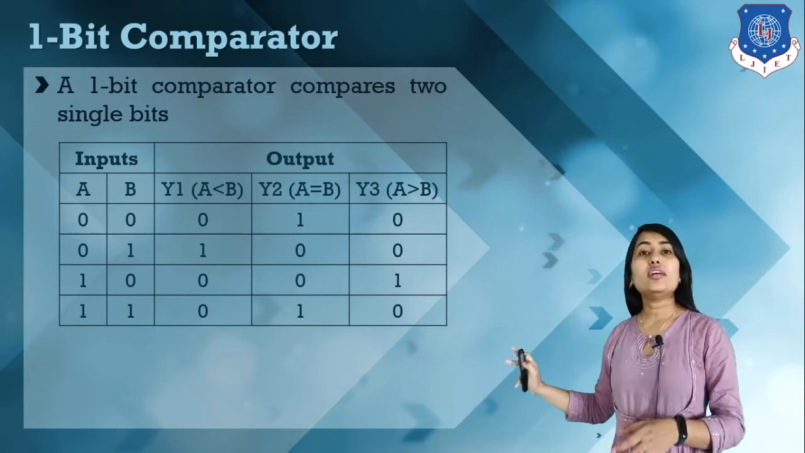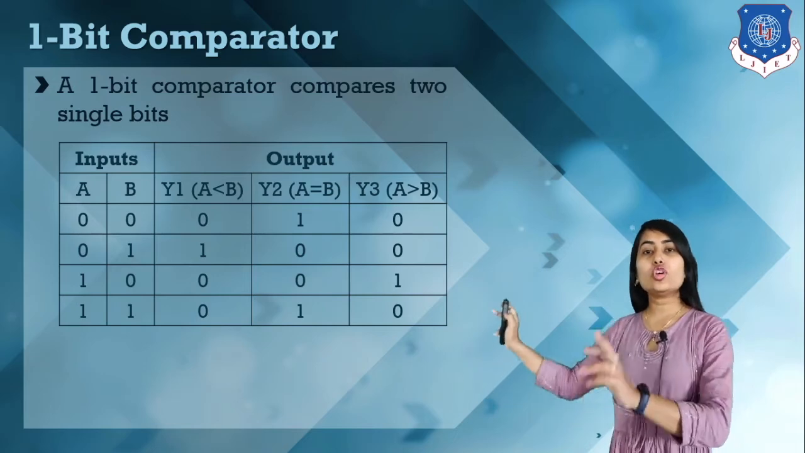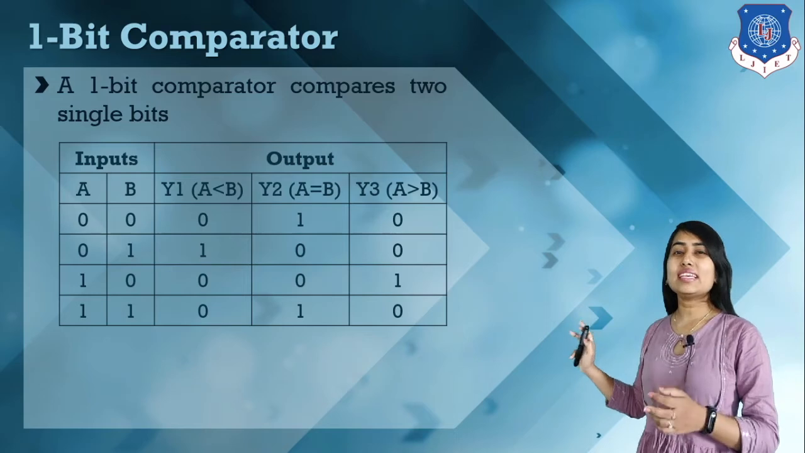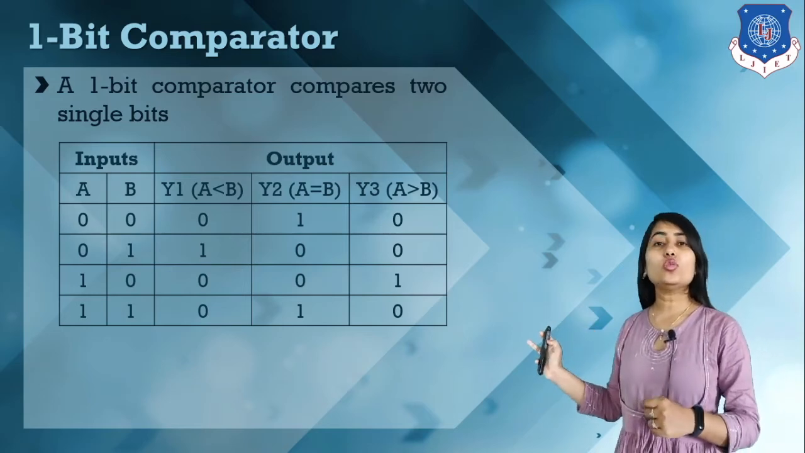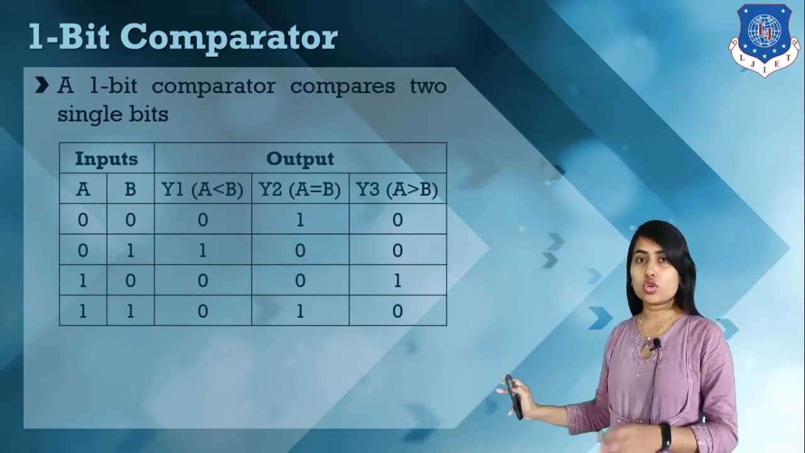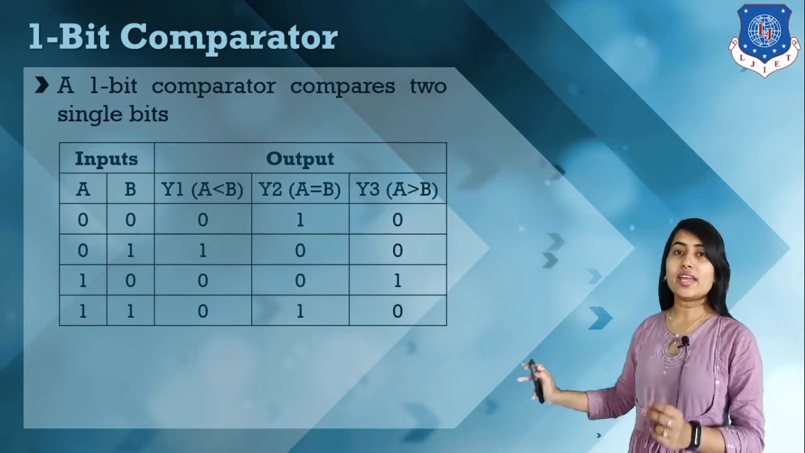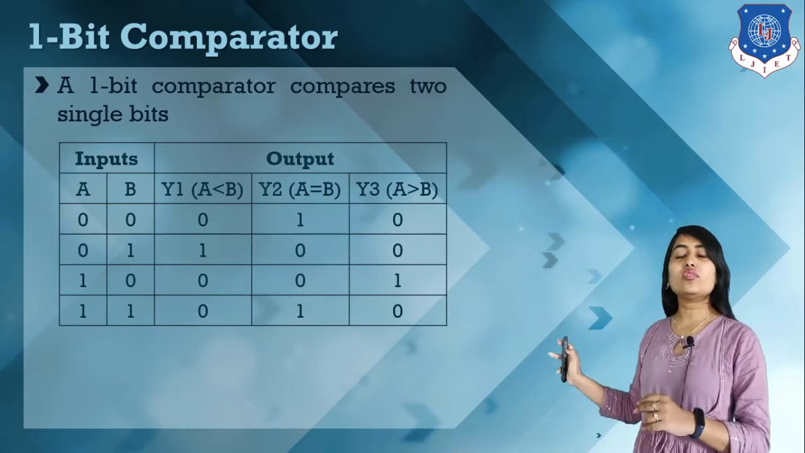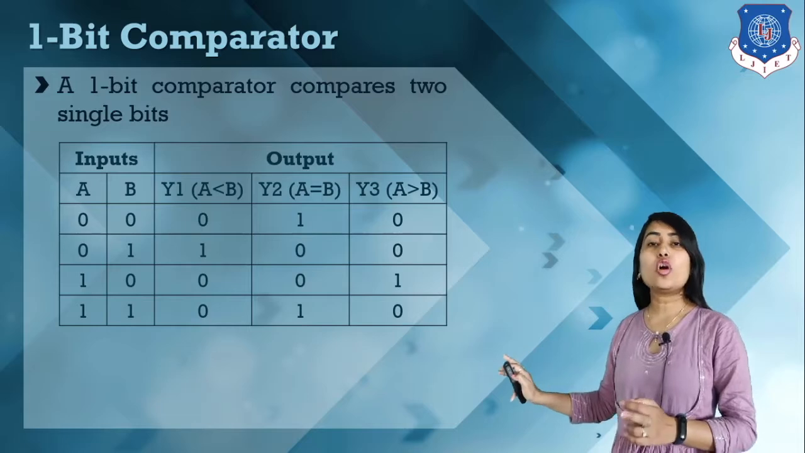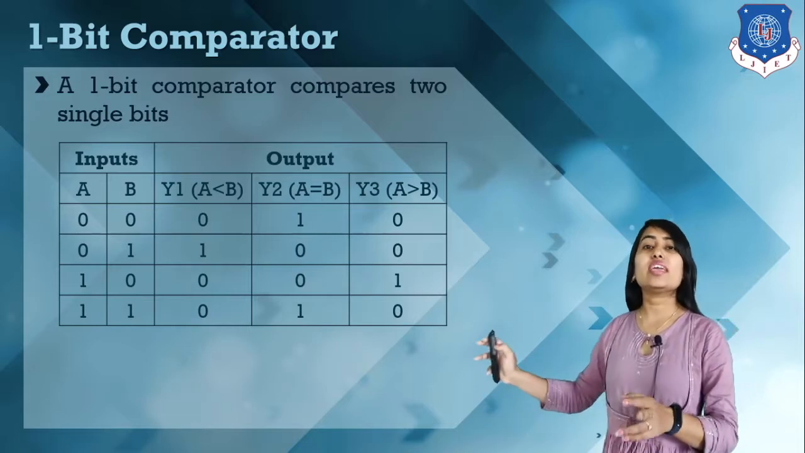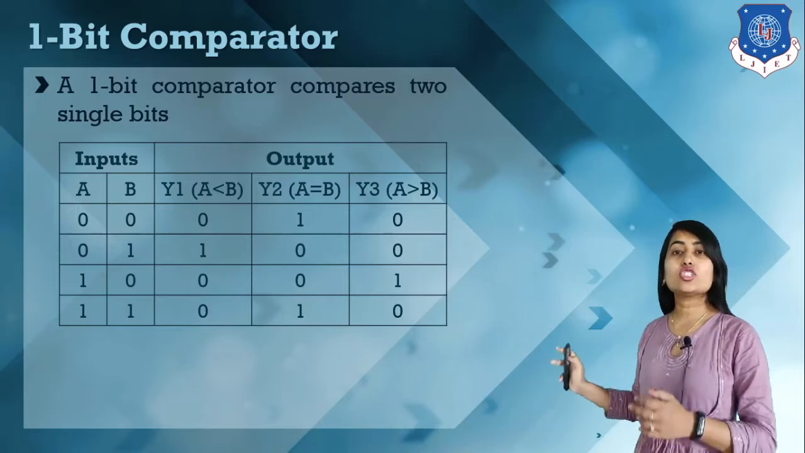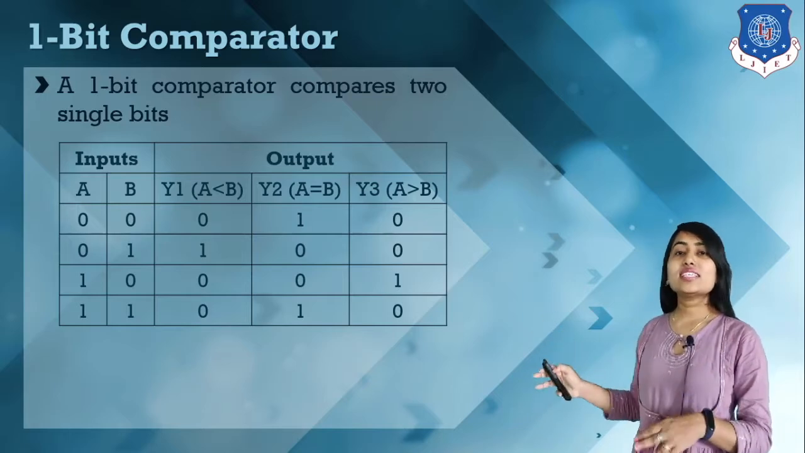Then we have A equal to 0 and B equal to 1, that means A is less than B, so A less than B is 1 and all other outputs are 0. Next we have A equal to 1 and B equal to 0, that means A greater than B, so A greater than B is 1 and the remaining two outputs are 0. Last, A and B both are 1, that means A equals B. So we have this kind of truth table.